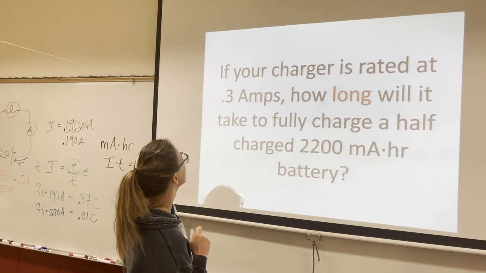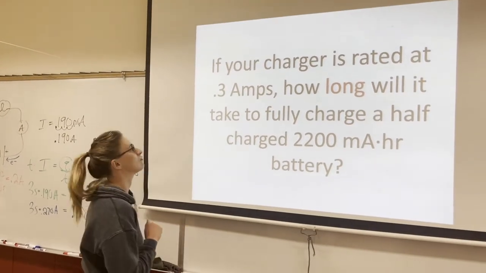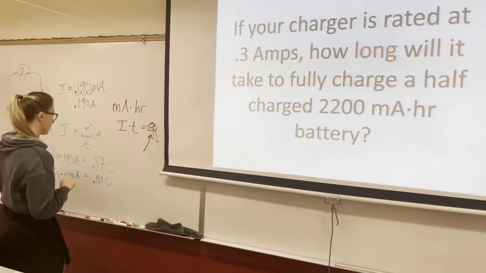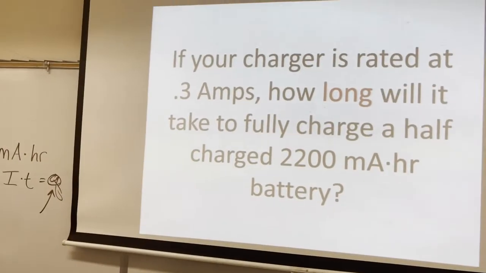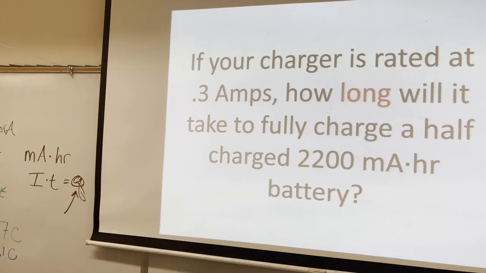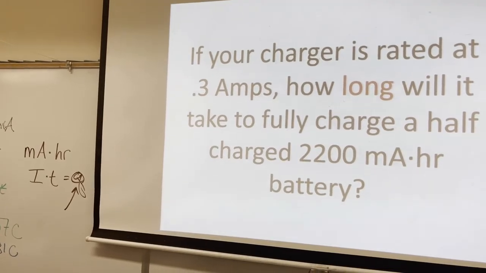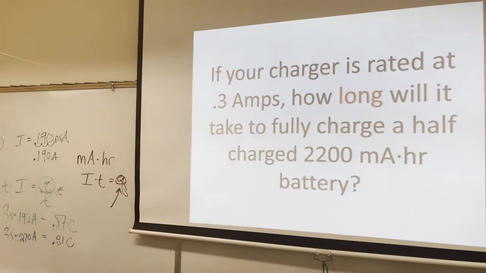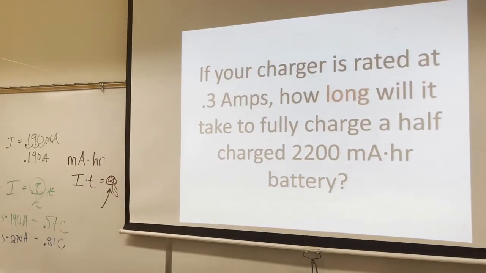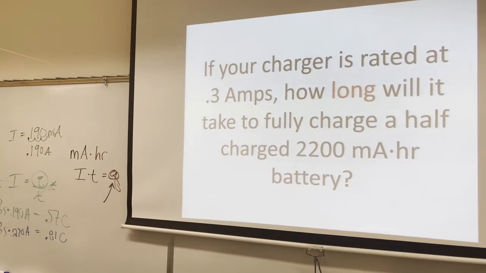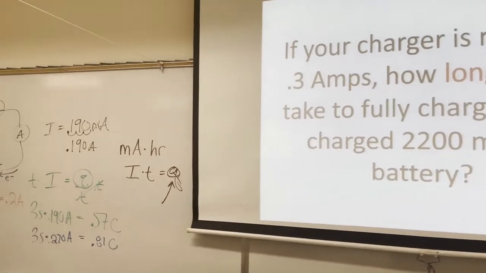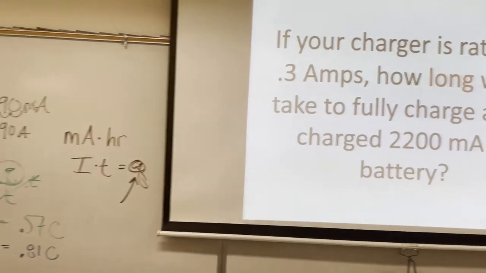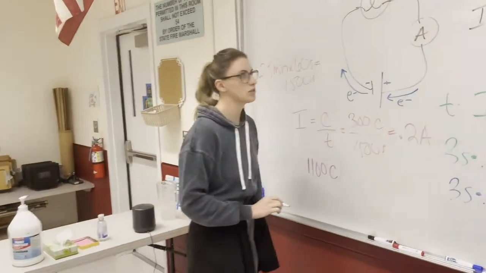Okay, so if your charger is rated at 0.3 amps, how long will it take to charge a half charge? If it's half charged, it's half of 2200, so that'd be 1100 milliamp hours. That's 1100 coulombs right there.